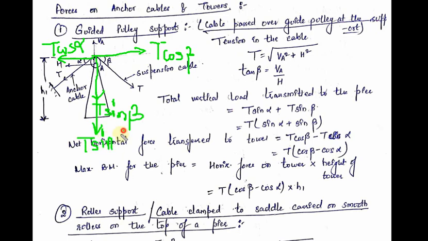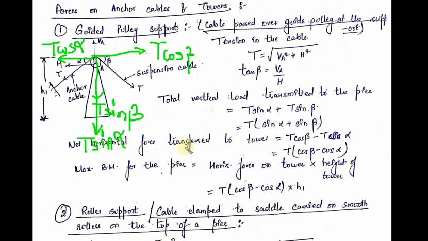Now we have to find out the total vertical load transmitted to the pier or the tower. The tower is also known as a pier. If you see, this is the tower. There are two vertical loads transmitted to the tower, T sin alpha and T sin beta, and both of these forces are in the same direction. Therefore, they will just add up. So the total vertical load transmitted to the tower will be equal to T sin alpha plus T sin beta. If I take T as common, I will get T times (sin alpha plus sin beta).